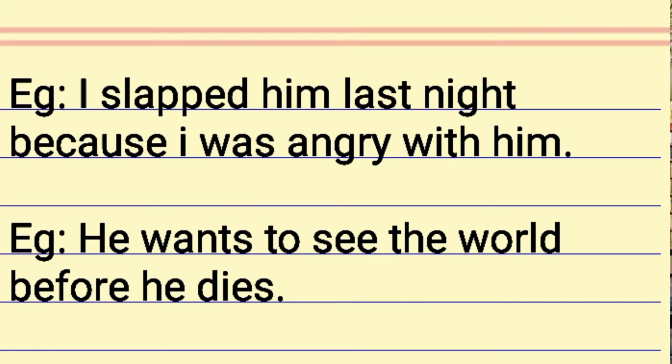Another example: he wants to help the poor before he dies. In "before he dies", before is a subordinating conjunction here.